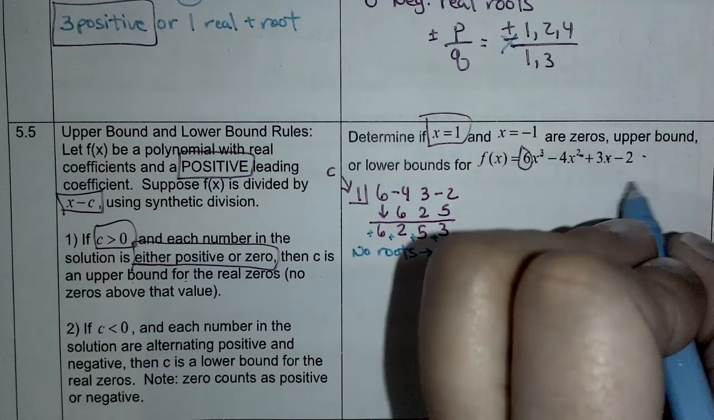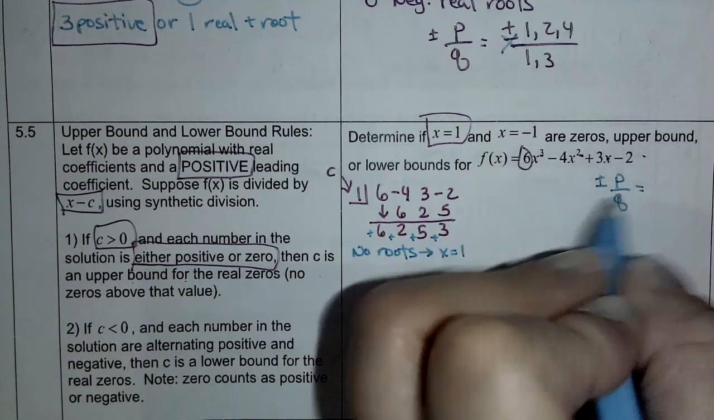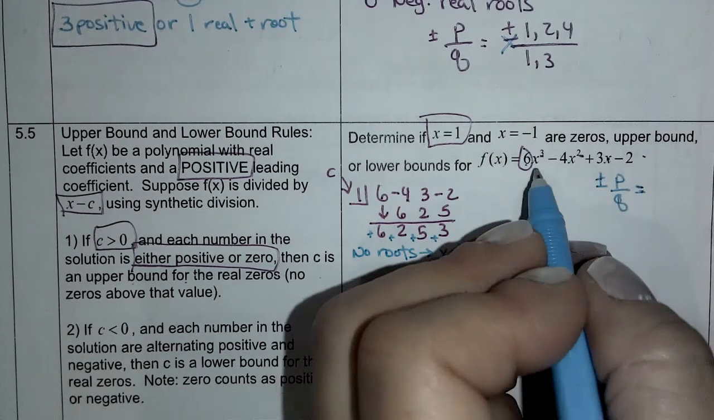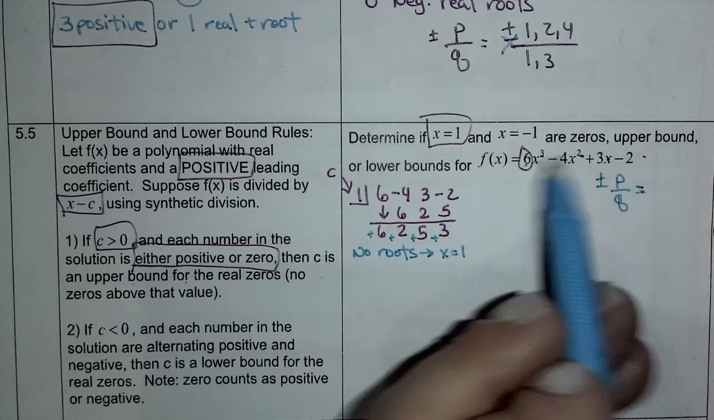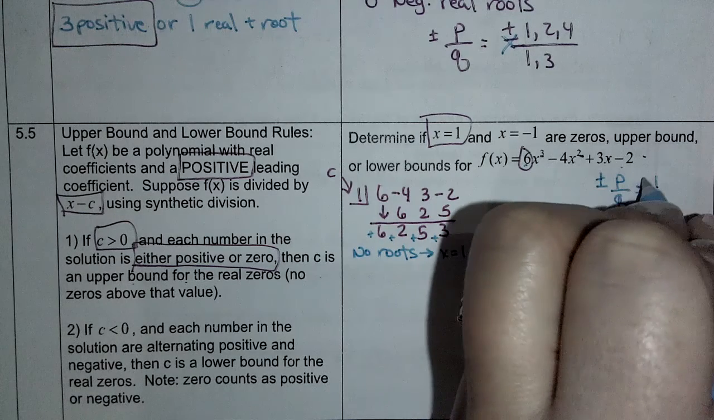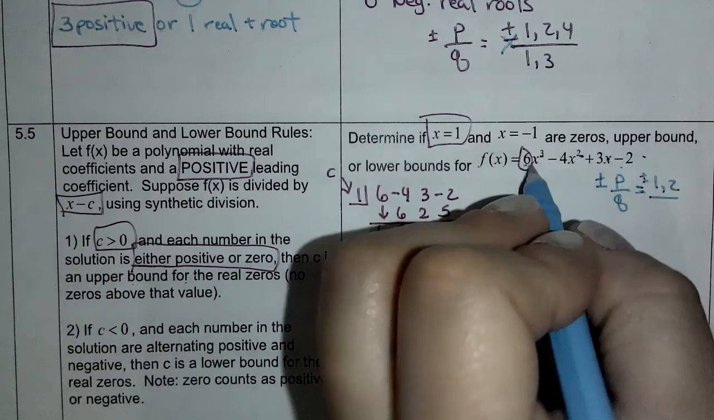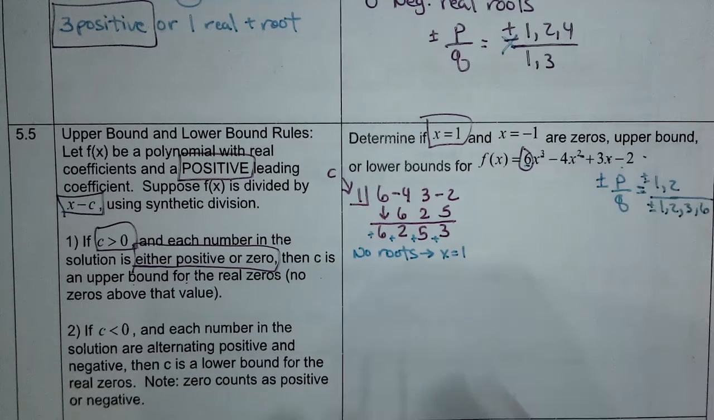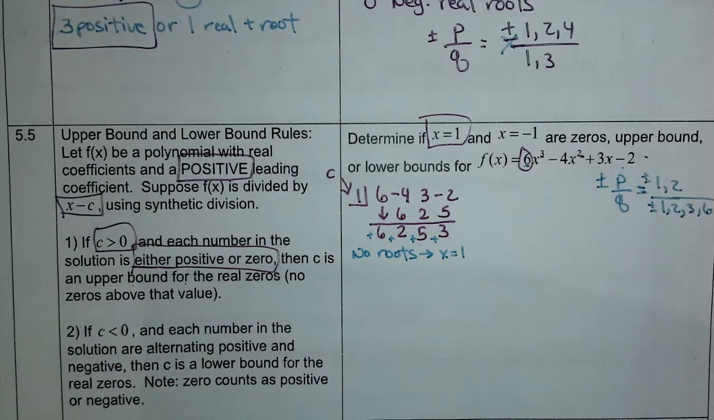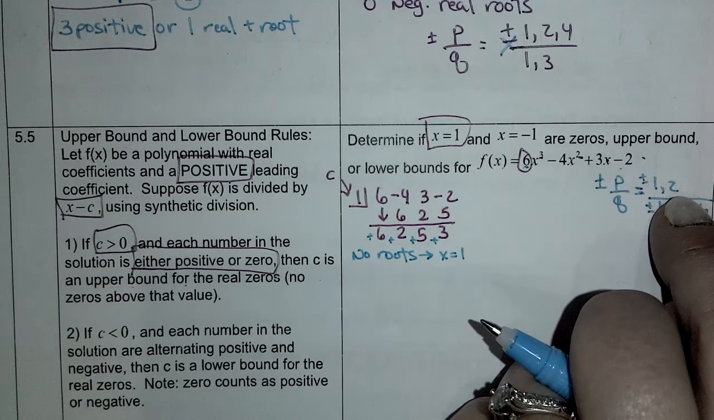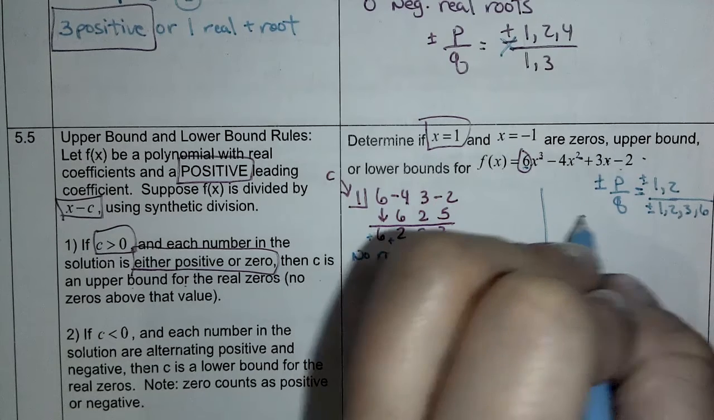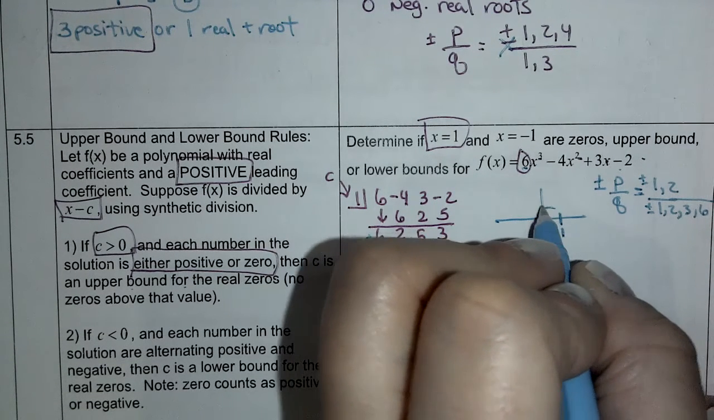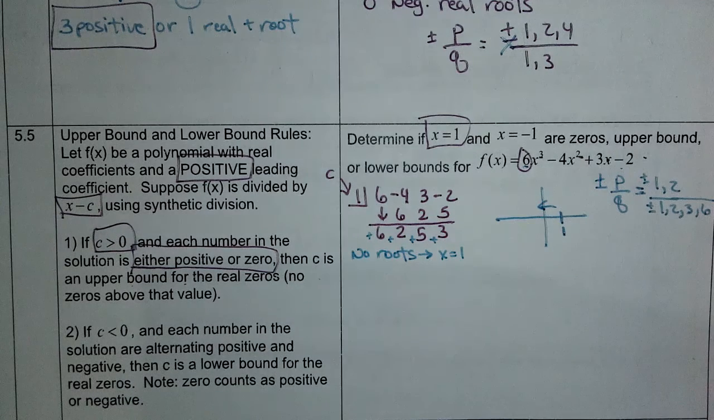If we did our P over Q, let's see, what would we get? We would get negative 2, so that would be plus or minus 1 or 2 over 6, which would be plus or minus 1, 2, 3, and 6. So we know now that it cannot be anything above positive 1. On this graph, here's x equals 1. Our roots are all going to be to this side of positive 1.